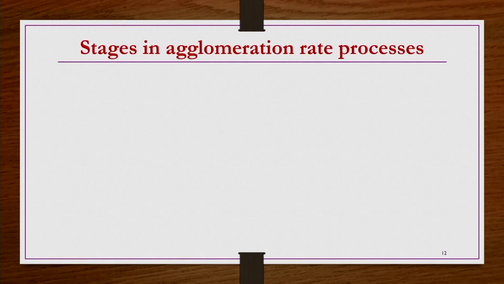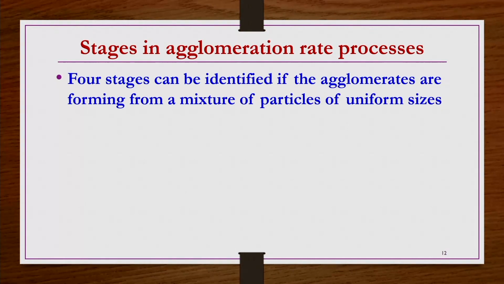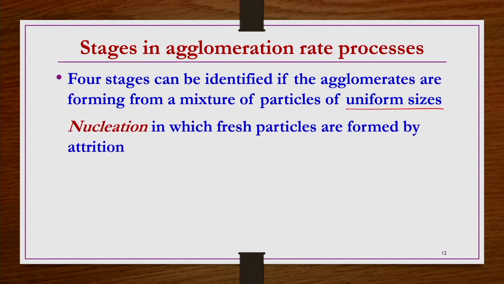Then, stages in agglomeration rate processes. What stages do you have in general? In general, 4 stages can be identified if the agglomerates are forming from a mixture of particles of uniform sizes, that is, a uniform mixture. From that uniform mixture of fine particles, if you do agglomeration, you may find the agglomerates in 4 stages. What are those stages? We see now. First one is nucleation, in which fresh particles are formed by attrition.